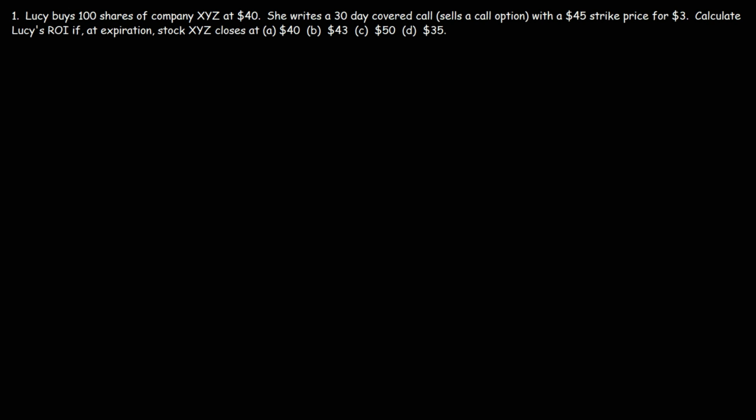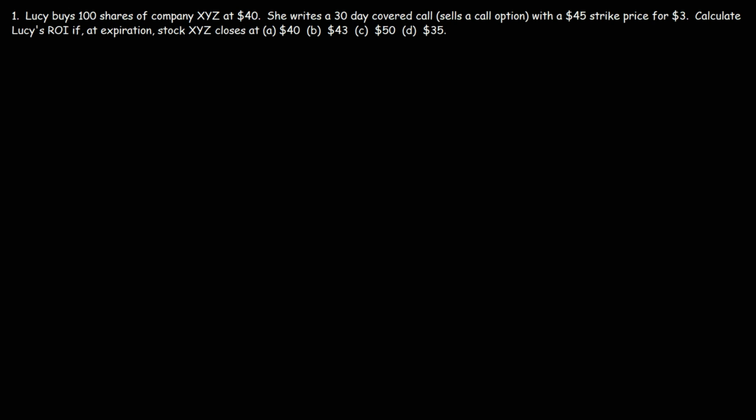In this video, we're going to go over the math behind writing covered call options for income. So let's work on this example. Lucy buys 100 shares of company XYZ at $40. She writes a 30-day covered call, that is, she sells a call option. Now you would choose the sell to open option, not the sell to close option, when you're actually doing this in real life. So she writes a 30-day covered call with a $45 strike price for $3. Calculate Lucy's ROI if, at expiration, stock XYZ closes at $40.